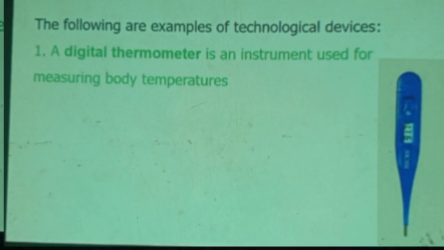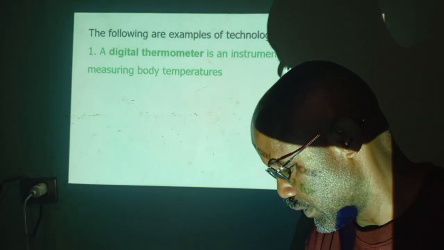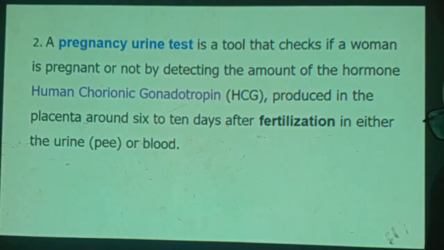Of course, without contact with your body, it can measure your body temperature, core body temperature, the inner body temperature. Therefore, this is a digital thermometer, one instrument used in biological, medical science, a medical tool. The other is the pregnancy urine test.